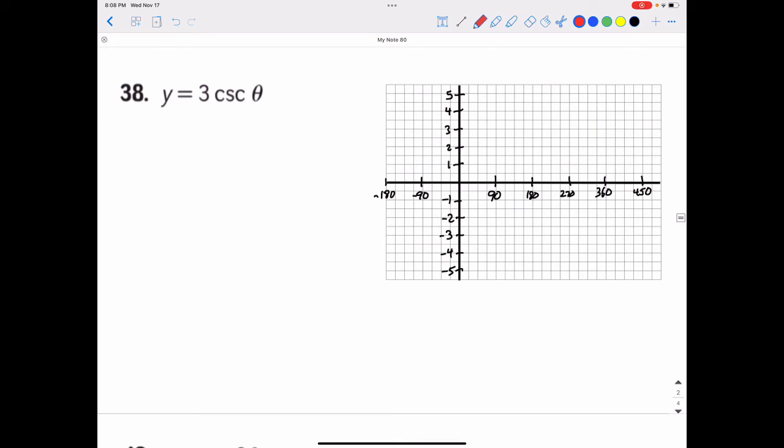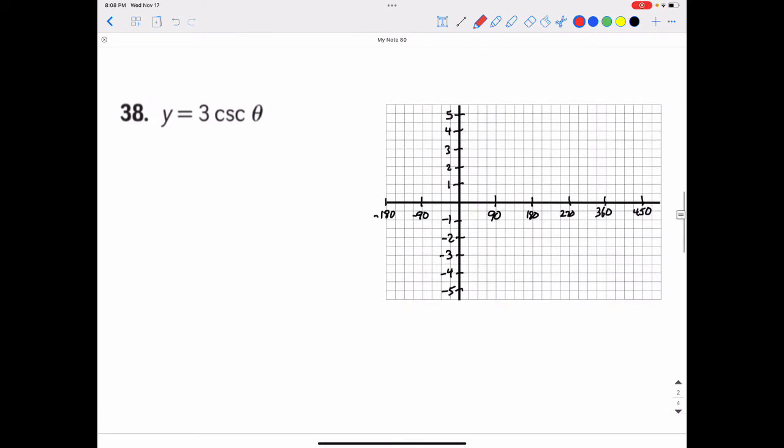38 is y equals 3 cosecant of theta. So the question is find the amplitude, and even though it does have an a value of 3, there is no amplitude, because with cosecant, the a value does not mean amplitude. The period is still going to be 360 divided by the b value. This time the b value is 1, so the period is 360.